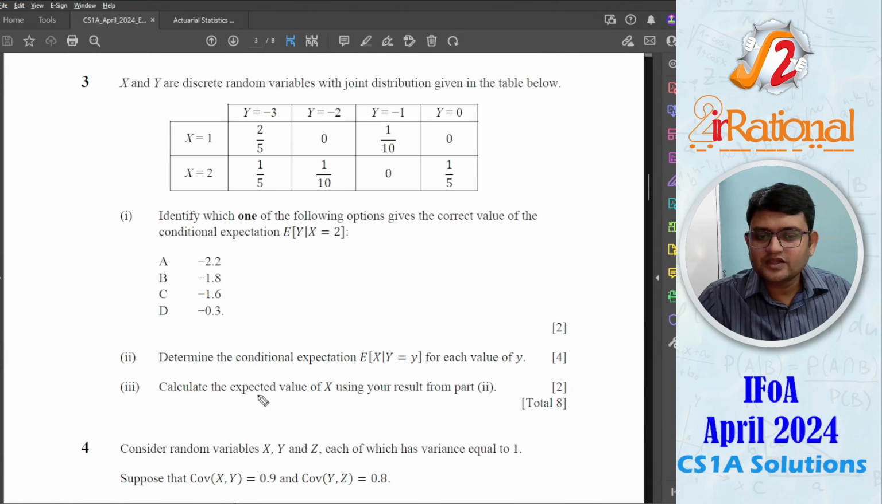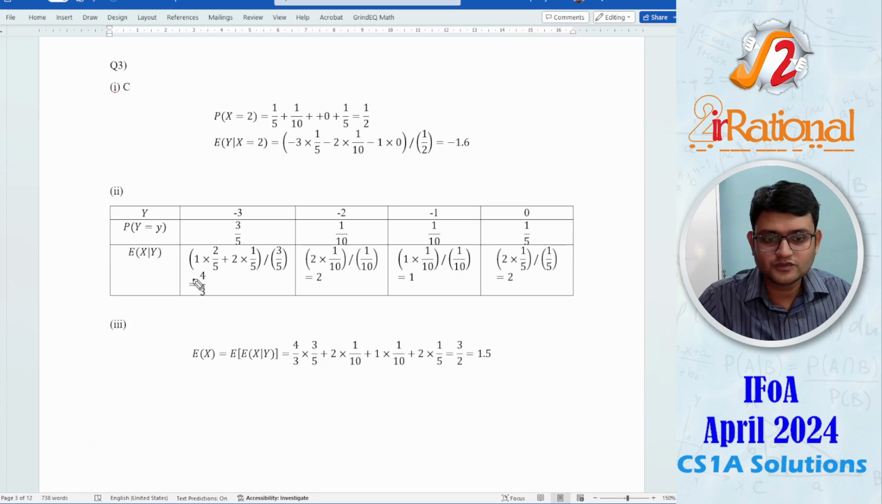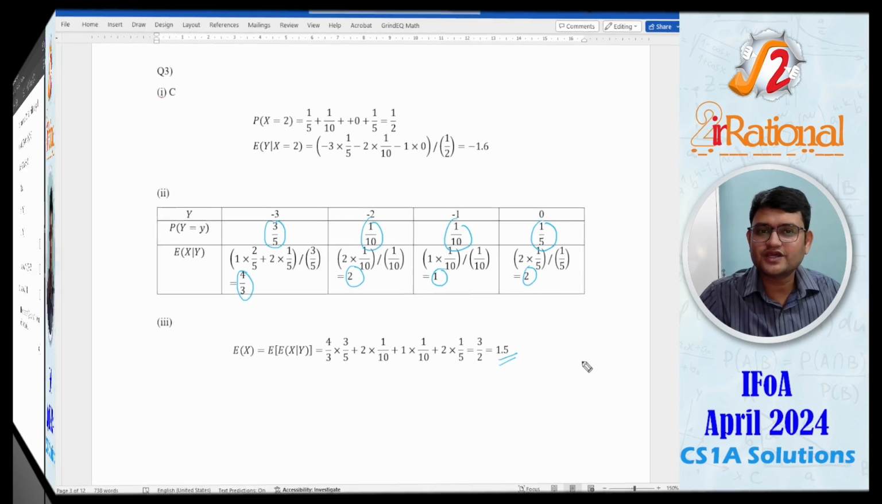So the third part, calculate the expected value of X using your result from part 2. So we want the expected value of X as the expected value of X given Y. This is what we want to use. We have all of these values. We want now the expectation of that. So it will just be this into this plus this into this plus this into this plus this into this, and that gives me 1.5. Let's go to the next question.